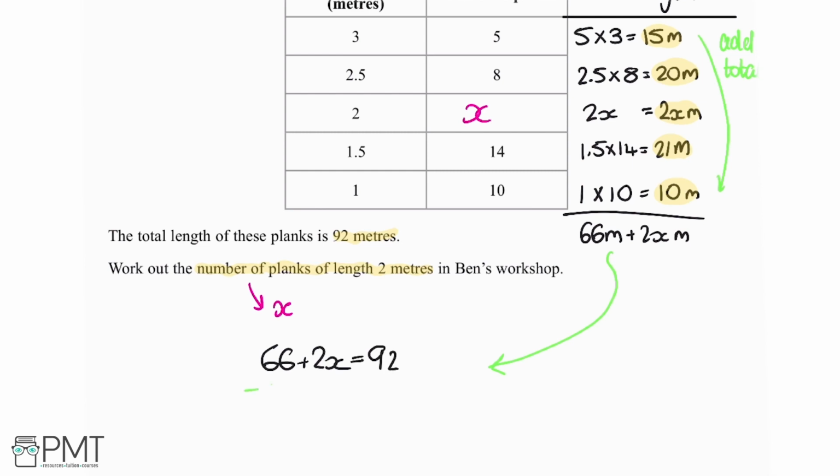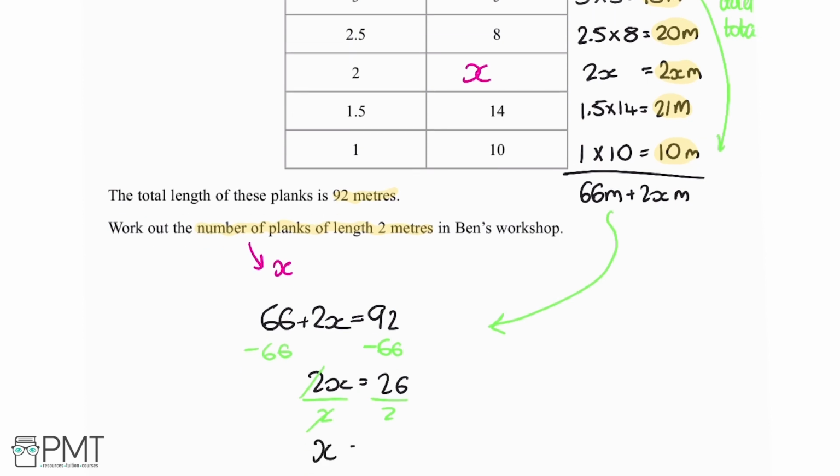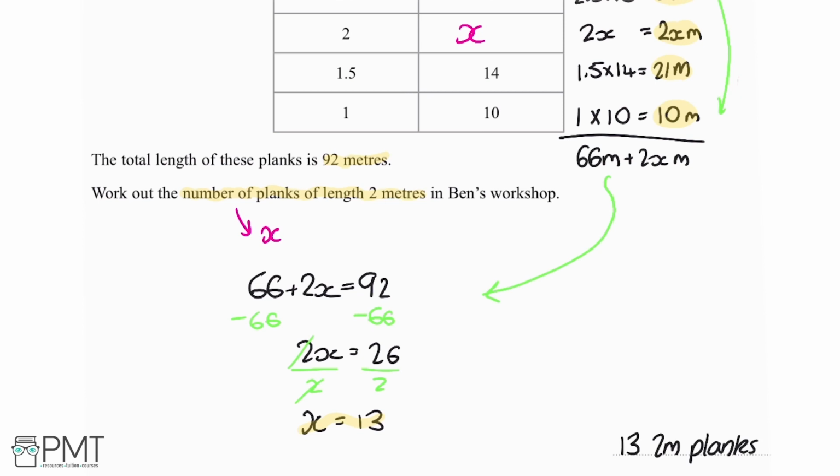So if I subtract 66 from both sides, we're going to get that 2x equals 26. And now I'm going to divide both sides by 2. This 2 and this 2 cancel, leaving us with x. And 26 divided by 2 is 13. So that's the final answer. There are 13 2-metre planks.